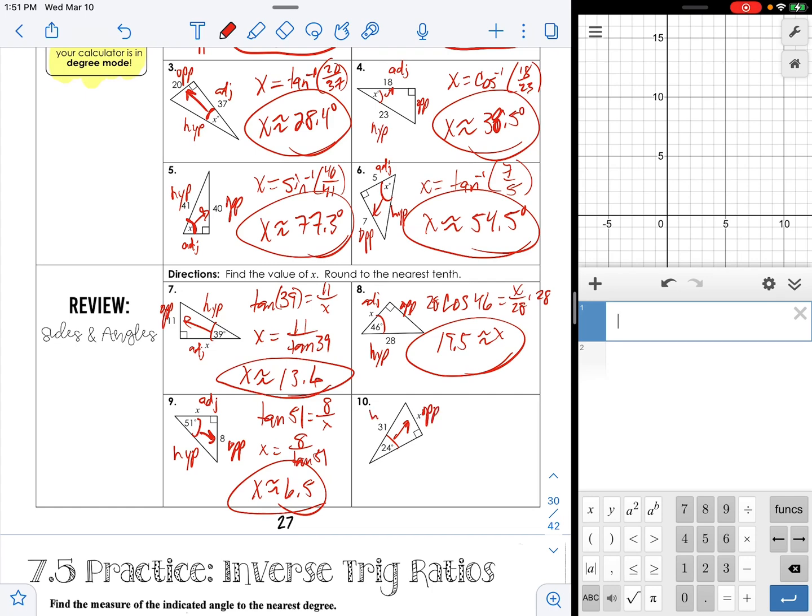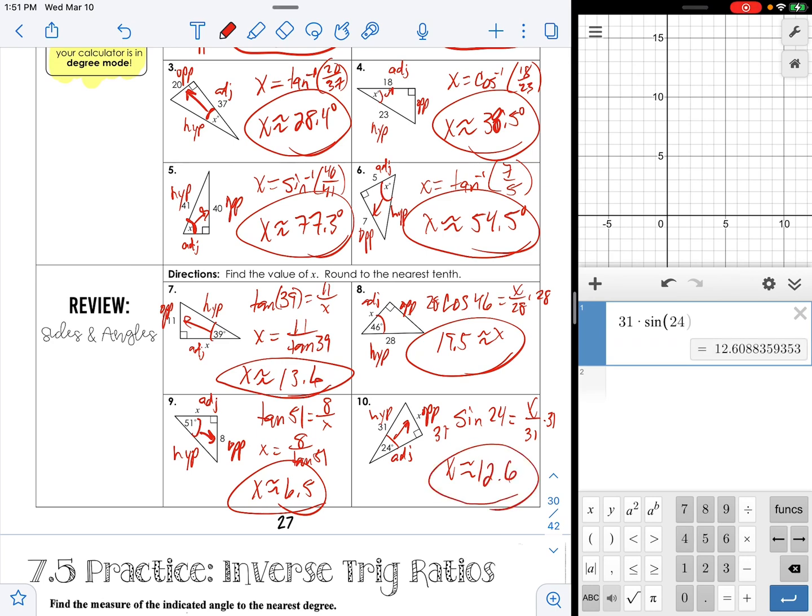We got opposite. This is a hypotenuse. That makes that one adjacent. So SOH, sine 24 equals opposite x over 31. So multiply by 31 both sides. X is approximately 31 times the sine of 24. So we get 12.6 about. And that's how it goes.